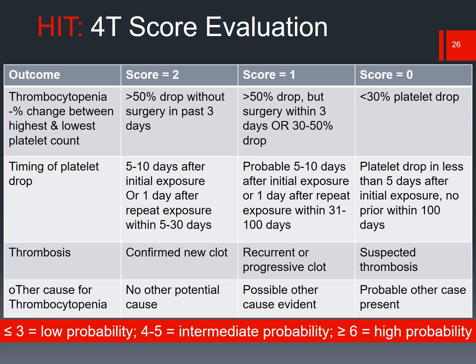Another way that we can evaluate and diagnose HIT is those 3 T's. So we have thrombocytopenia as our first T, and that can be scored based on the significance of the drop in platelets. So we have a score 0 through 2, where higher is higher risk for HIT. We have the timing of the platelet drop.